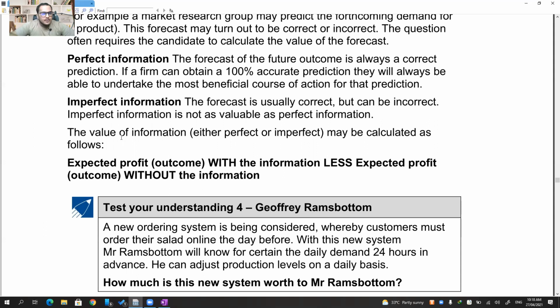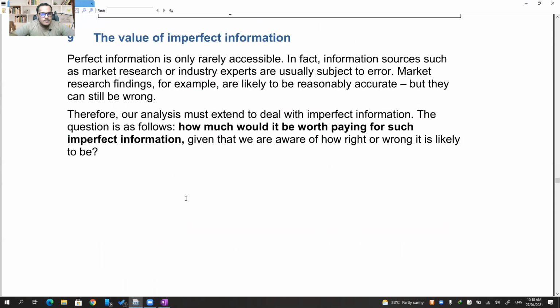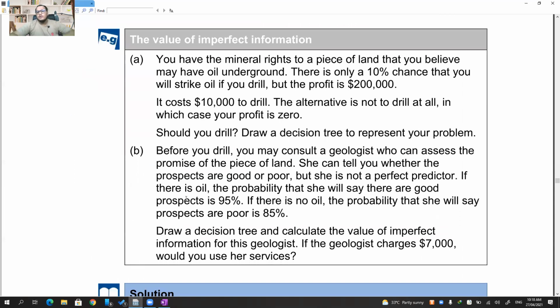Okay, so where were we? Okay, look at this example. We'll wind up the chapter very quickly.